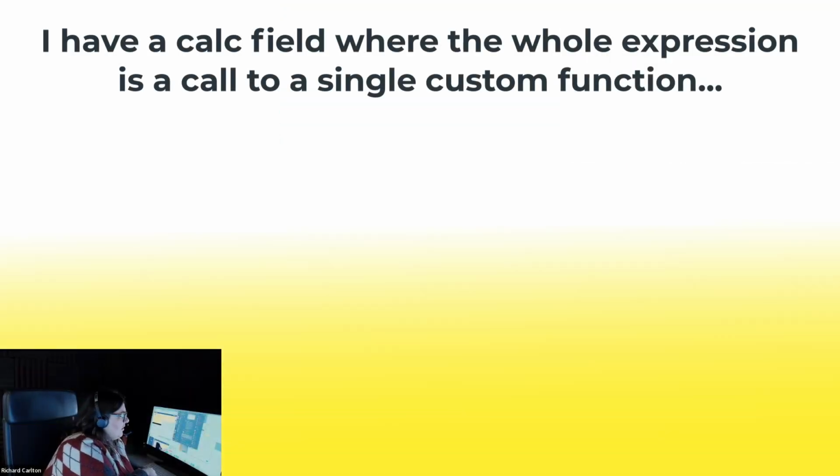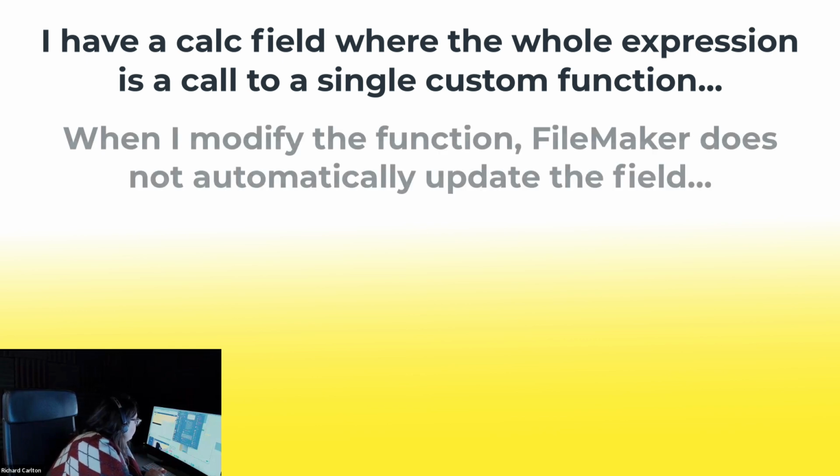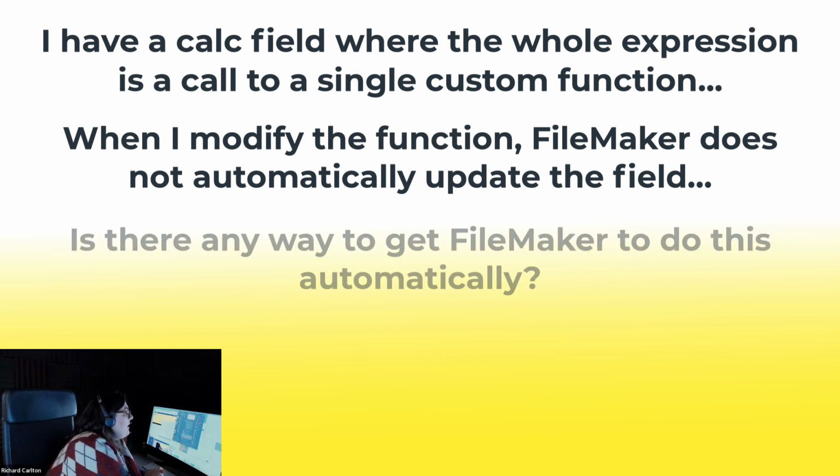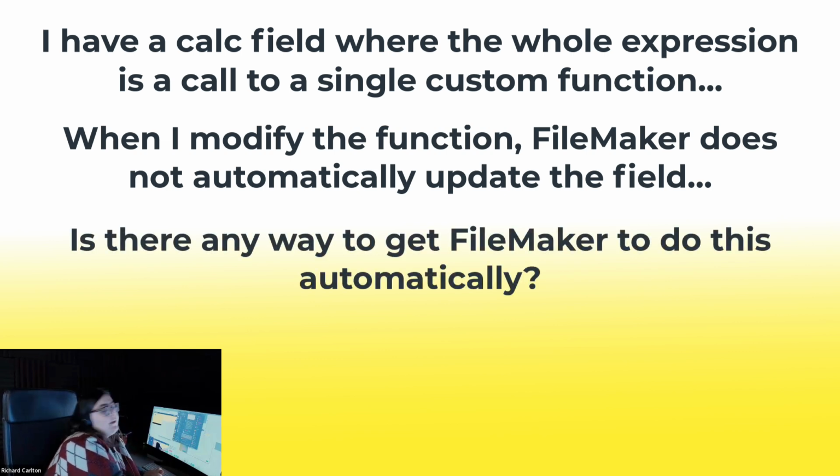I have one more I'm going to toss at you, and then you are free to go, free from having light mode enabled on your computer at a crappy screen resolution. No worries. I have a calc field where the whole expression is a call to a single custom function. When I modify the function, FileMaker does not automatically recalculate the fields. I have to manually edit the calc value and then manually re-edit to go back to the real value. Is there any way to configure FileMaker to do this automatically?